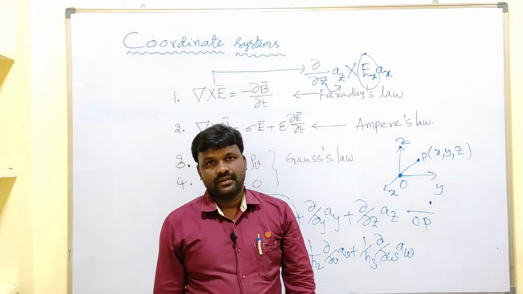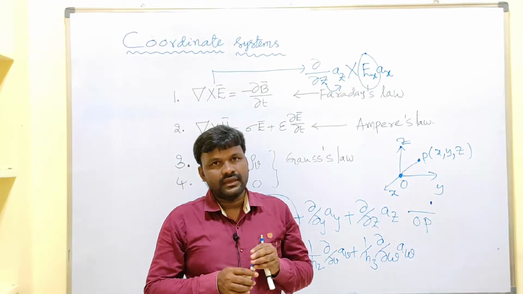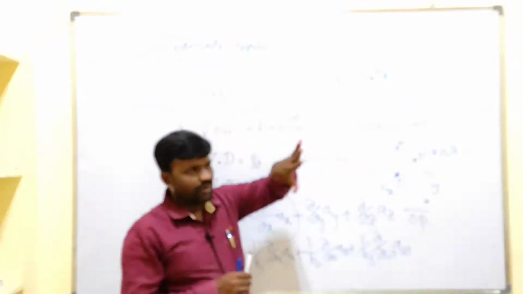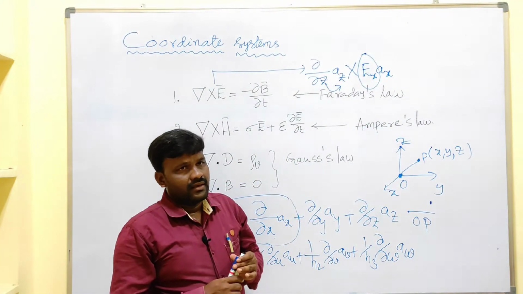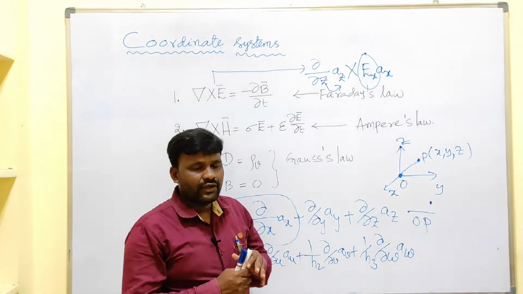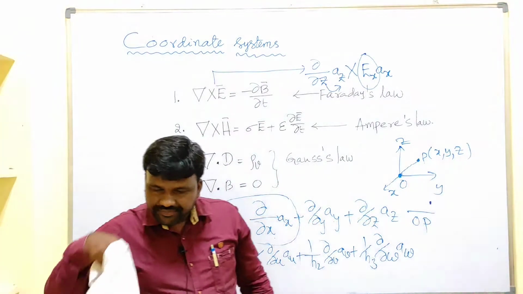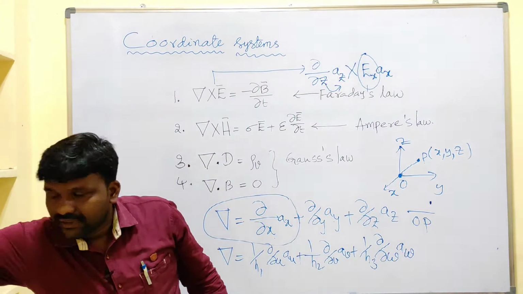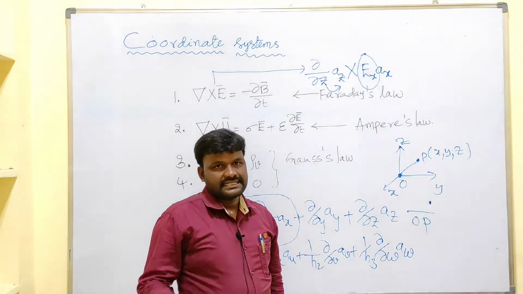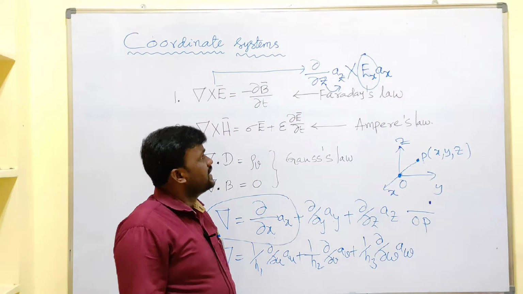Coordinate system. We have different coordinate systems, and among them, 3 are best suitable for our electromagnetic theory. The 3 coordinate systems are: first one is Cartesian coordinate system, second one is cylindrical coordinate system, and third one is spherical coordinate system.